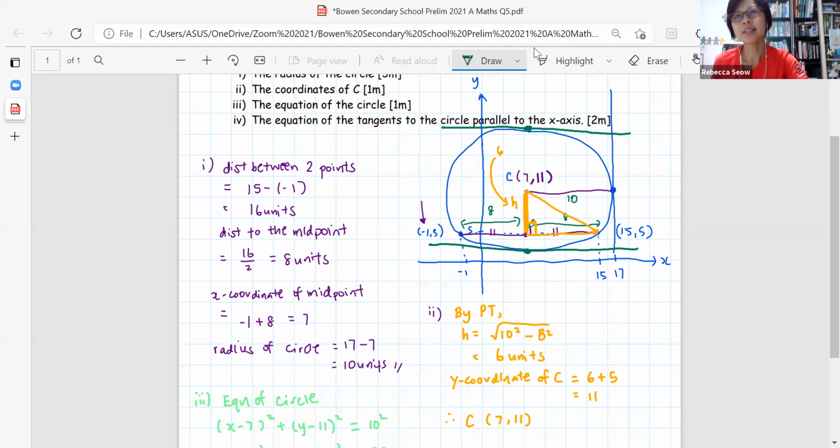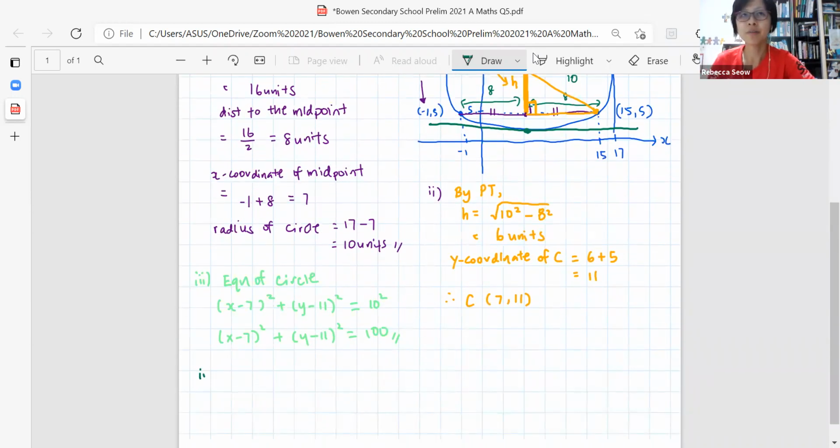Take note that this is the center of the circle and the y-coordinate is 11. If we were to find the tangent right at the top of the circle, you will have to add the radius of the circle to 11. Subsequently, to find the tangent at the bottom of the circle, we will have to subtract the radius of the circle from 11.